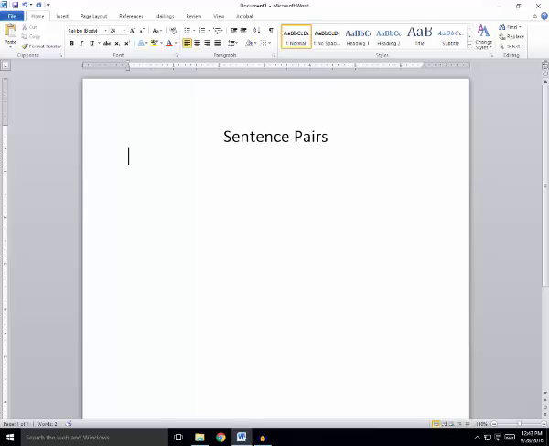Now we want to take a look at logical relationships that happen between pairs of sentences. And you'll notice that the book covers 4 different types of logical relationships between pairs. A pair of sentences can be consistent, inconsistent, contradictory, or logically equivalent. And I want to start by just running through what each of these things means.